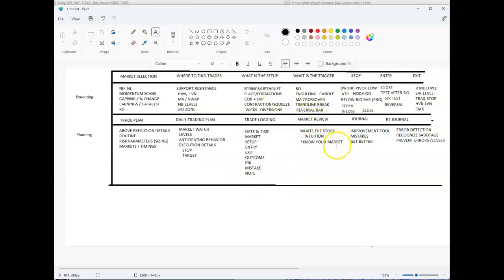Next is your market review. So what's the story of the market that you're trying to trade? I can't tell you how important this is. A lot of folks will do this in a different way. They use what they call multi-time frame analysis. However you want to do it, the story is that multi-time frame analysis is telling the story, but the result of this activity leads into knowing your market and developing intuition.